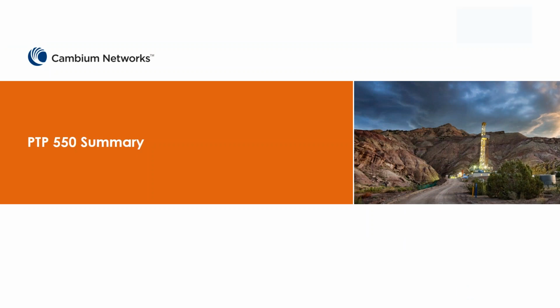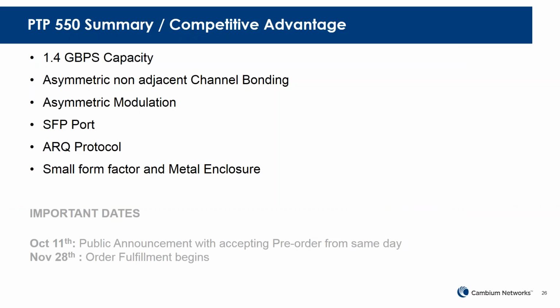Quick summary to go over all the broad areas and broad channels. One is the PTP 550 is 1.4 gigabits capacity using two 80 meg channels. This is our headline throughput rate. This is not PHY. This is using iPerf. We did test it out, and this is the number that we got.